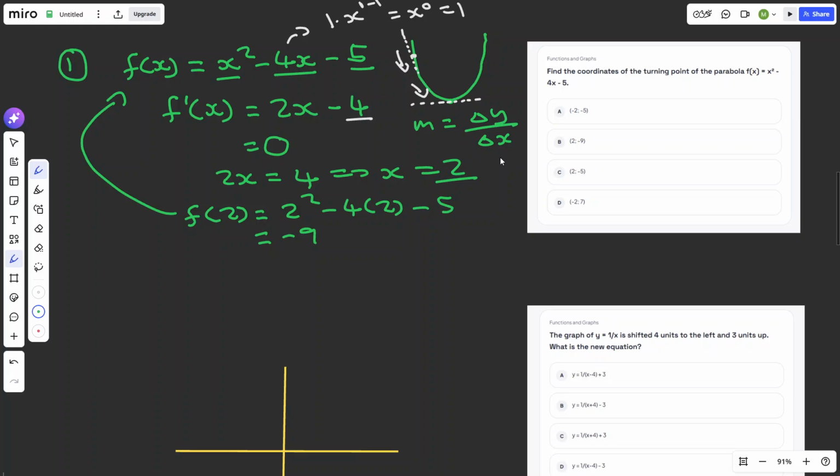So now if we look at our list of options here, firstly, let's just write this as a coordinate. It's going to be first x and then y. So our coordinate is 2 and minus 9. So if we check through our options here, the only possible one is B. So that is one way of doing it, okay?